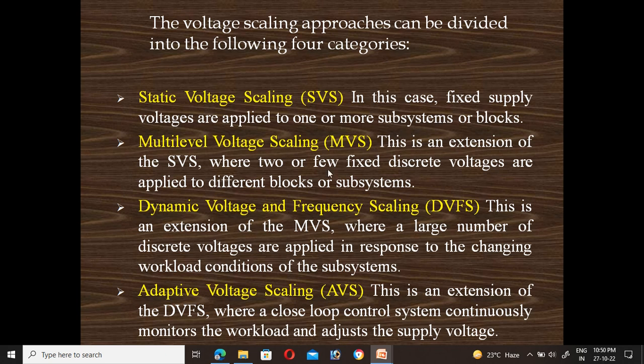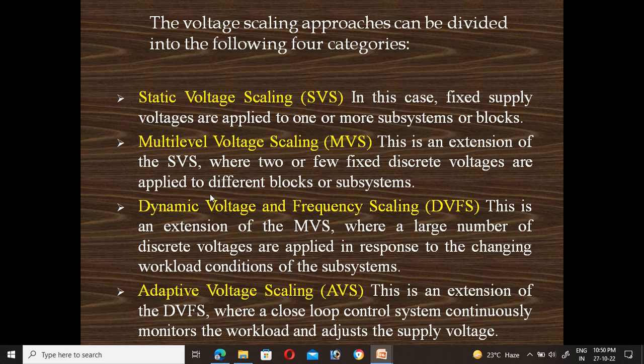That fixed voltage can be decided at the design stage only. Coming to multi-level voltage scaling, this is an extension of the SVS, where two or more fixed discrete voltages are applied to different blocks or subsystems. Compared to SVS, where we apply only a single voltage, in multi-level we apply more than two voltages. Those voltages can be switched with the help of a switch.